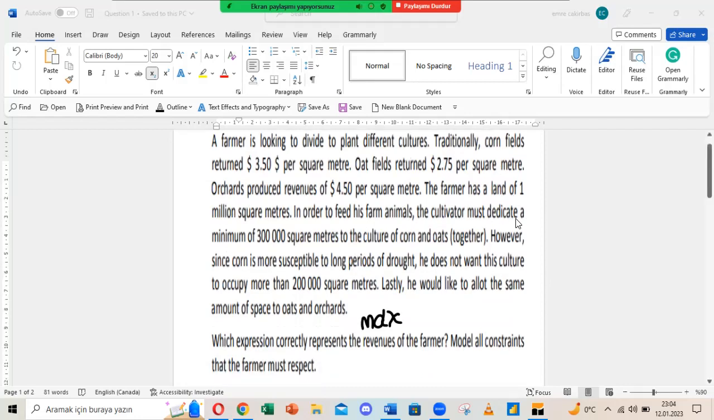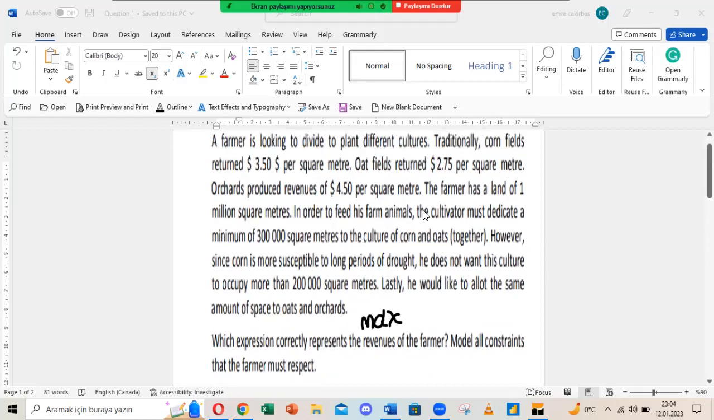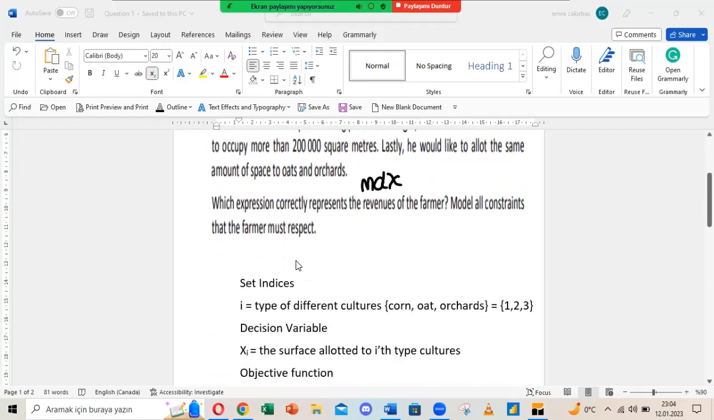Which expression correctly represents the max revenues of the farmer? Model all constraints that the farmer must respect. First of all, we have to define indices, which will be about the type of different cultures. We have three types of cultures. First, corn, second, oat, and third, orchards.